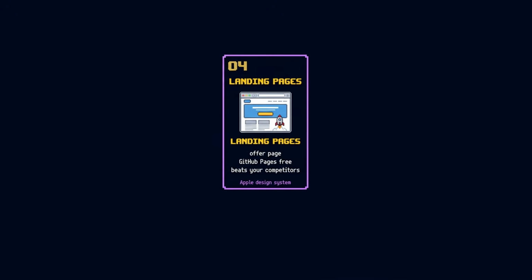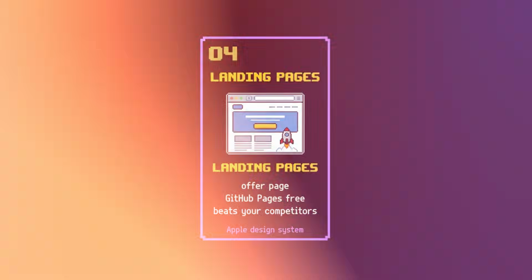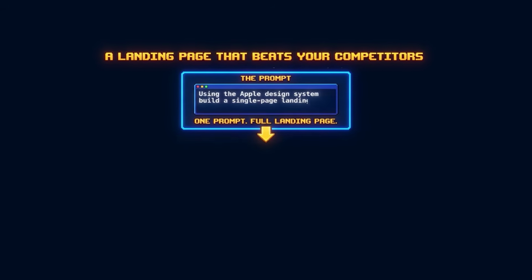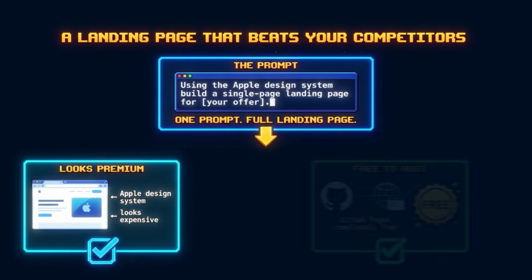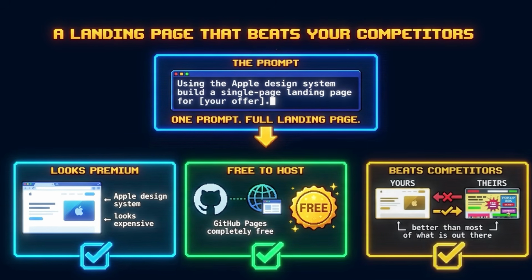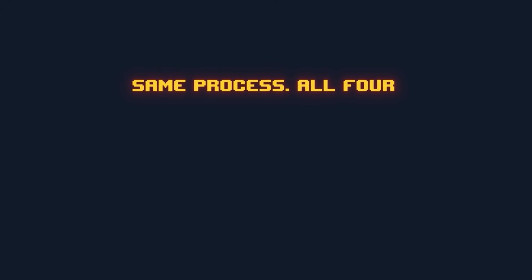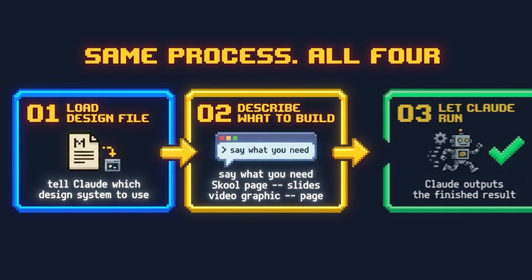Landing pages. Your offer page, link in bio, webinar opt-in. Ask Claude, using the Apple design system, build a single page landing page for my offer. It'll look better than most of what your competitors have. And it costs you 1 prompt. Same process for all 4. Load the design file, describe what to build, let Claude run.